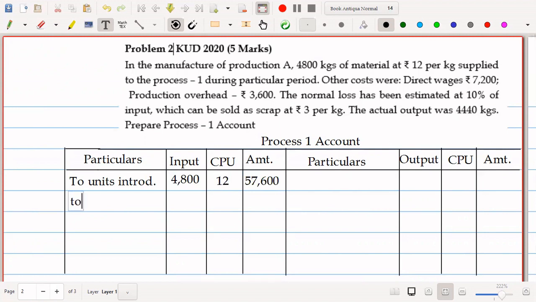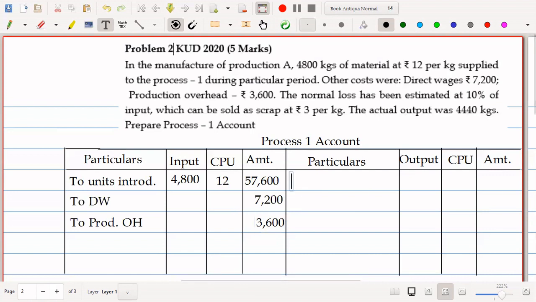Direct wages. Amount given is 7,200. Next, production overhead. Amount given is 3,600. Now, this side, only these items are given.